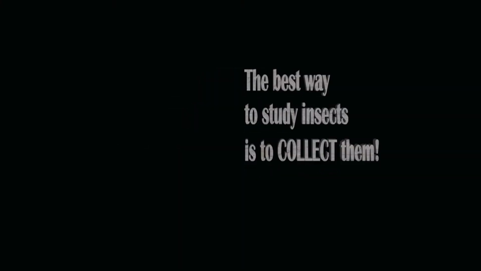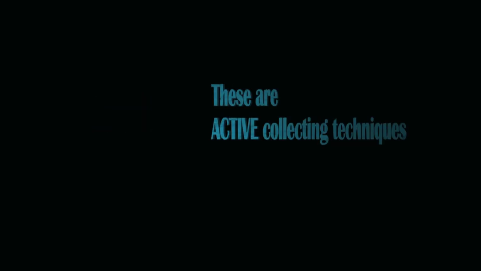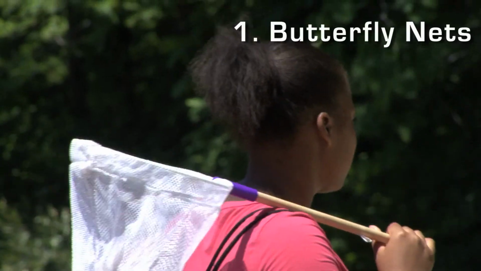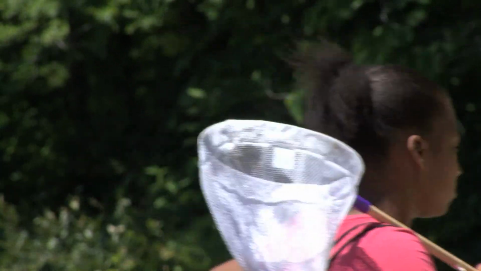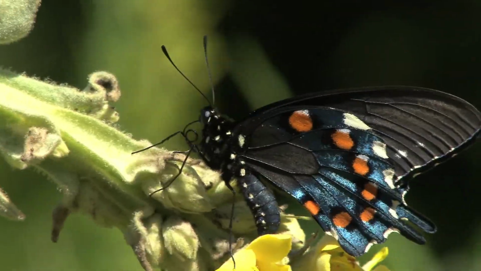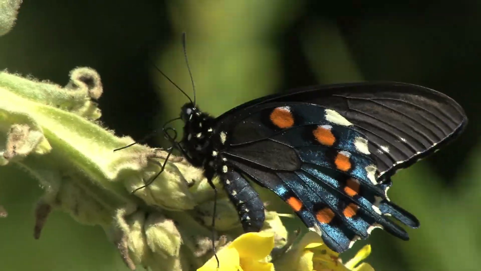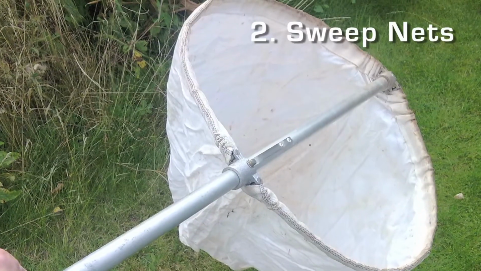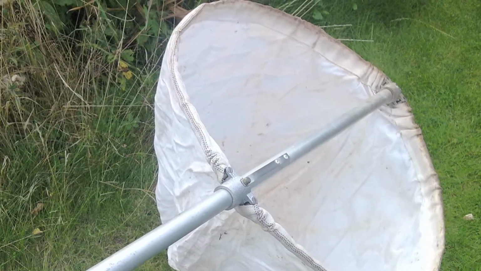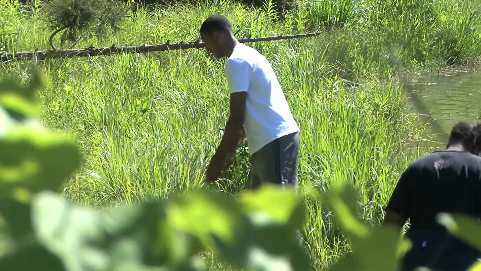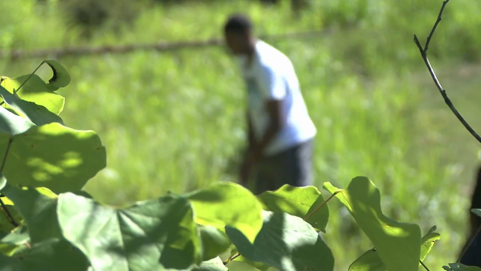The best way to study insects is to collect them. But how? These are active collecting techniques. We started with some basic butterfly nets, and you use these nets for catching insects that are flying in the air, maybe on a flower. Then we also learned about sweep nets, which you move back and forth and drag through grass. This is very good for catching things like grasshoppers that hide in tall weeds.